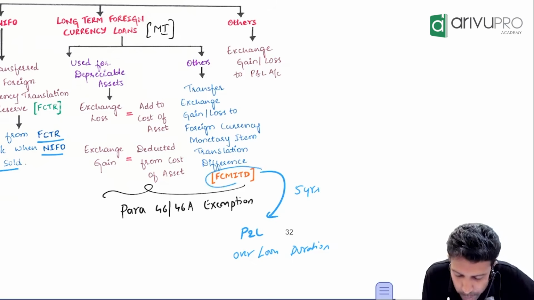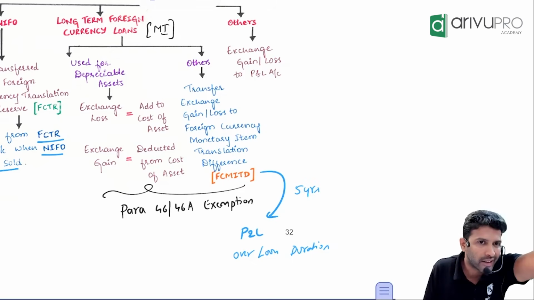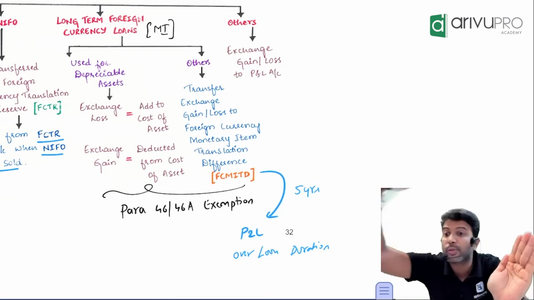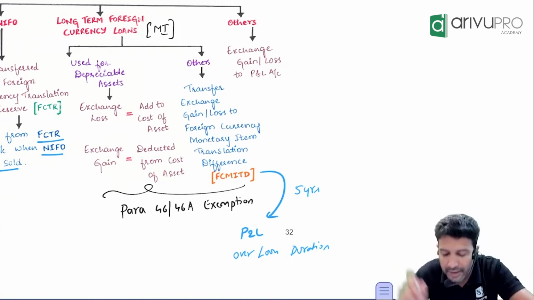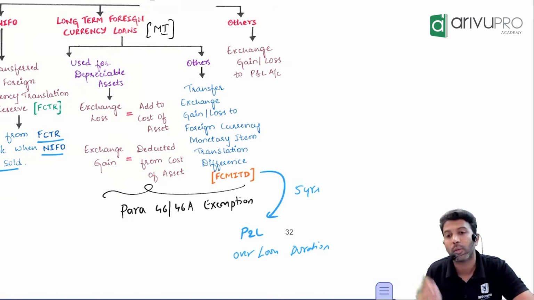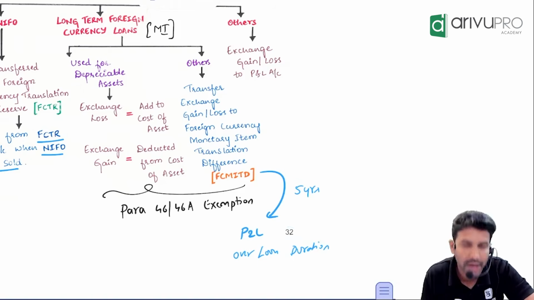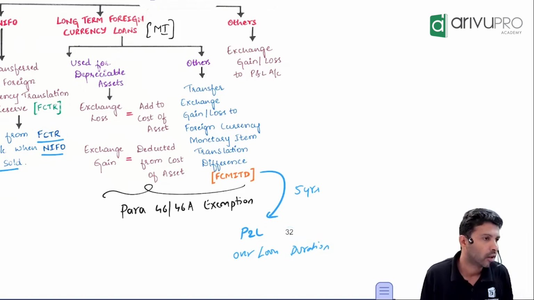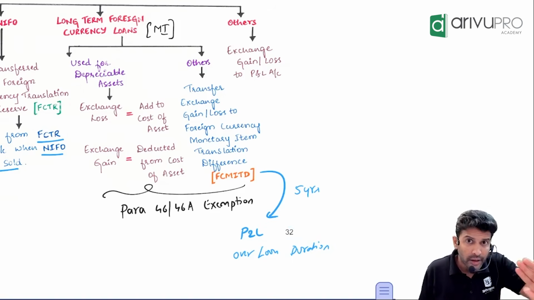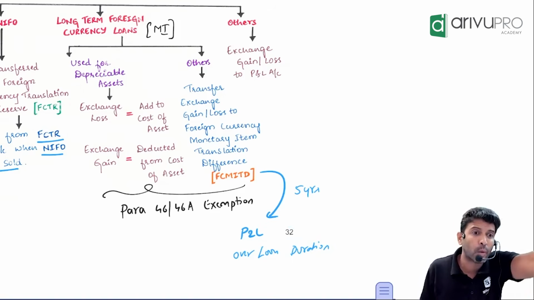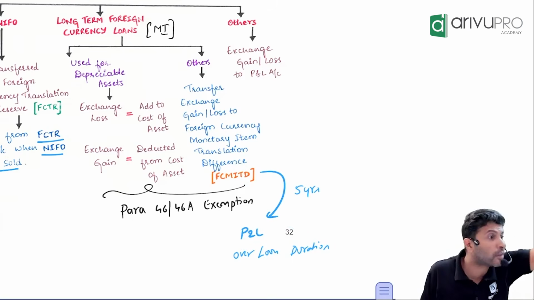Exchange gain or loss, first put it where? FCMITD. From FCMITD, you transfer it where? To P&L, not immediately, but over 5 years. Why 5 years? Because the loan duration in my example is 5 years. Basically it is a benefit, because when you transfer expense to P&L, what will happen to profit? Profit will reduce. Due to expense, profit will reduce.